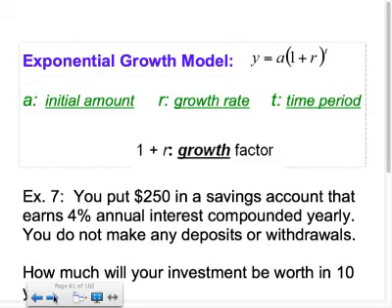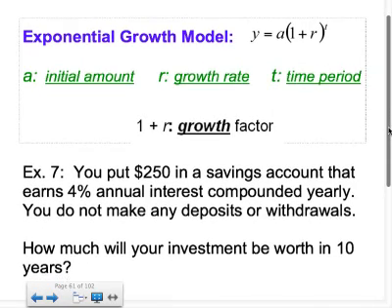Okay, now we're going to look at an exponential growth model. So before we were just looking at functions, this is a model that we use with money in finances. Okay, so the exponential growth model is y equals a times (1 plus r) to the t power. A is the initial amount that you invest. R is the growth rate. Okay, t is how long you put this thing in for. How long are you investing it for? And then 1 plus r is the growth factor.